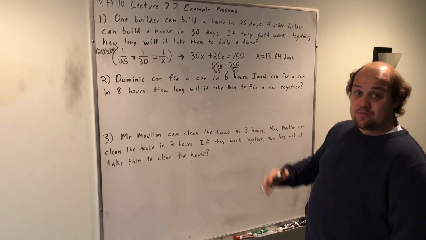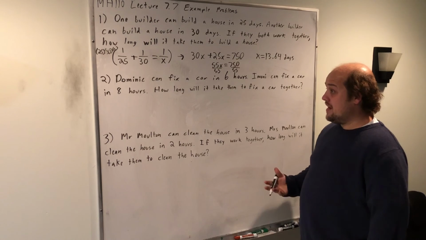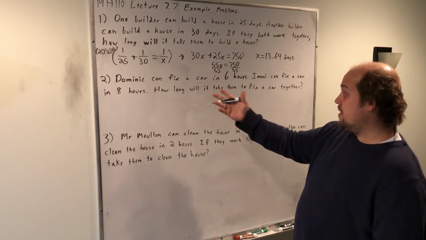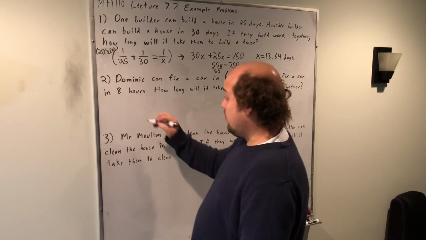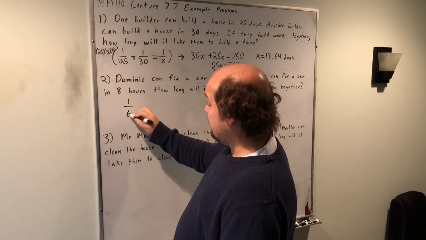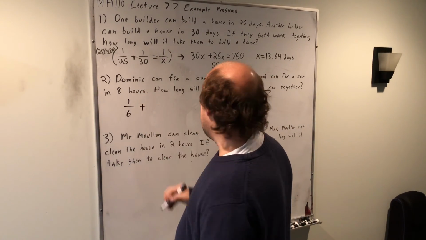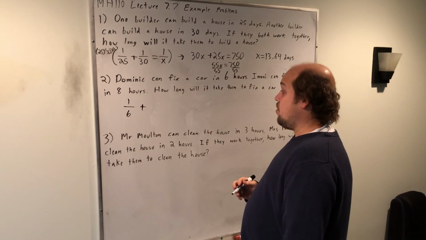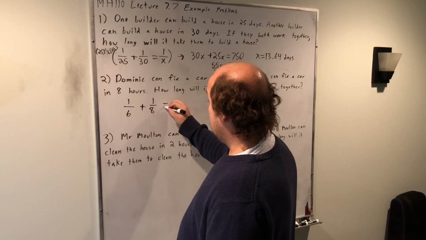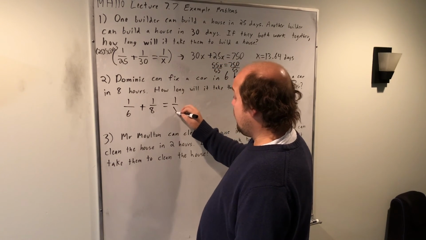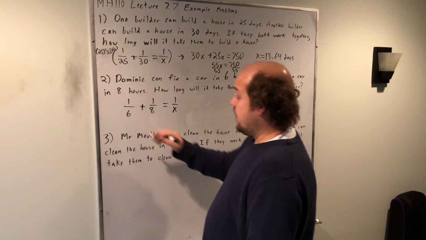Each of these problems will work the same way. I'll want to identify in problem 2, if Dominic can fix a car in 6 hours, 1 unit of time is 1 hour, and he fixes 1/6 of the car in that time. We're going to add to that Amani, who can fix a car in 8 hours, so 1/8 of the car gets done. That all equals 1/x, where I'm trying to solve for x.